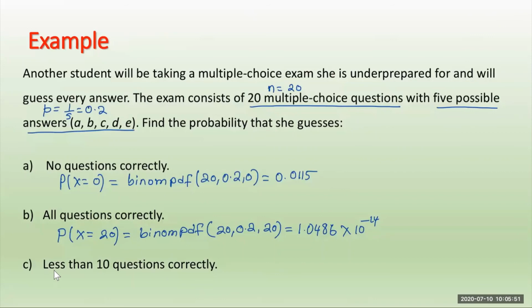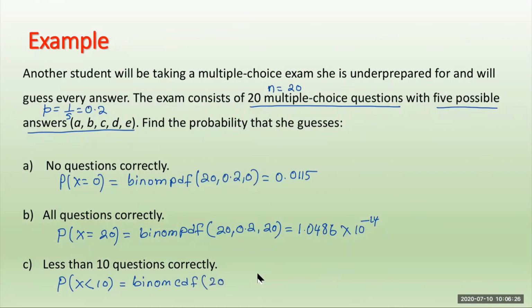So here we want to calculate the probability of answering less than 10 questions correctly. So this is the probability that X is less than 10. When we say less than 10, we are looking for the probability that they answer no question or one question or two questions, all the way up to 9. That means we have to add the probability from 0 up to 9. So this is the cumulative probability, so this is binomial CDF.